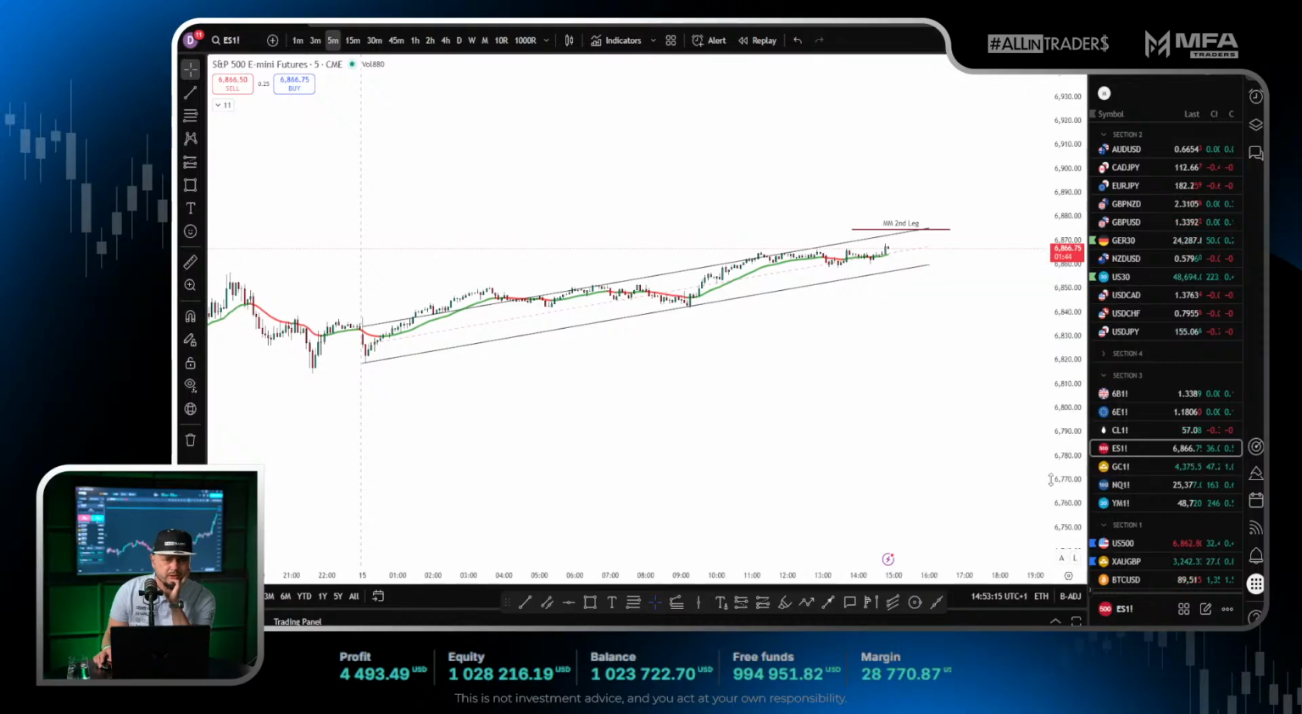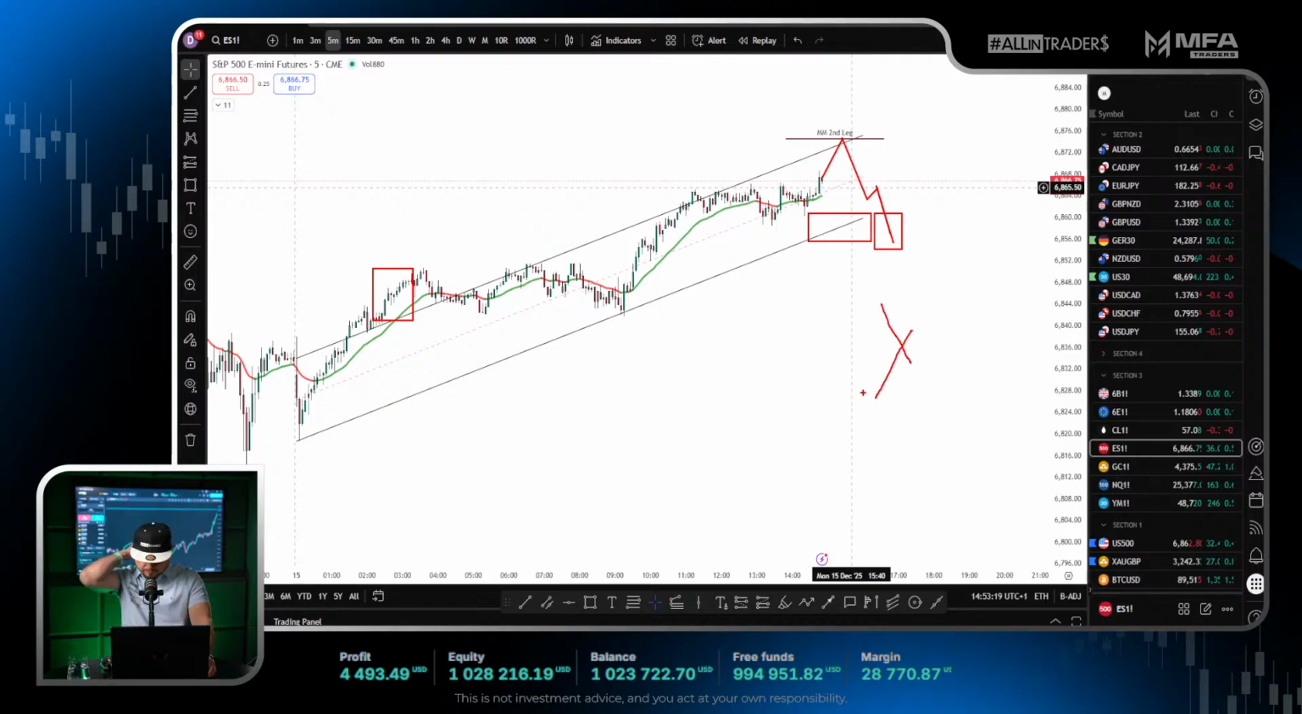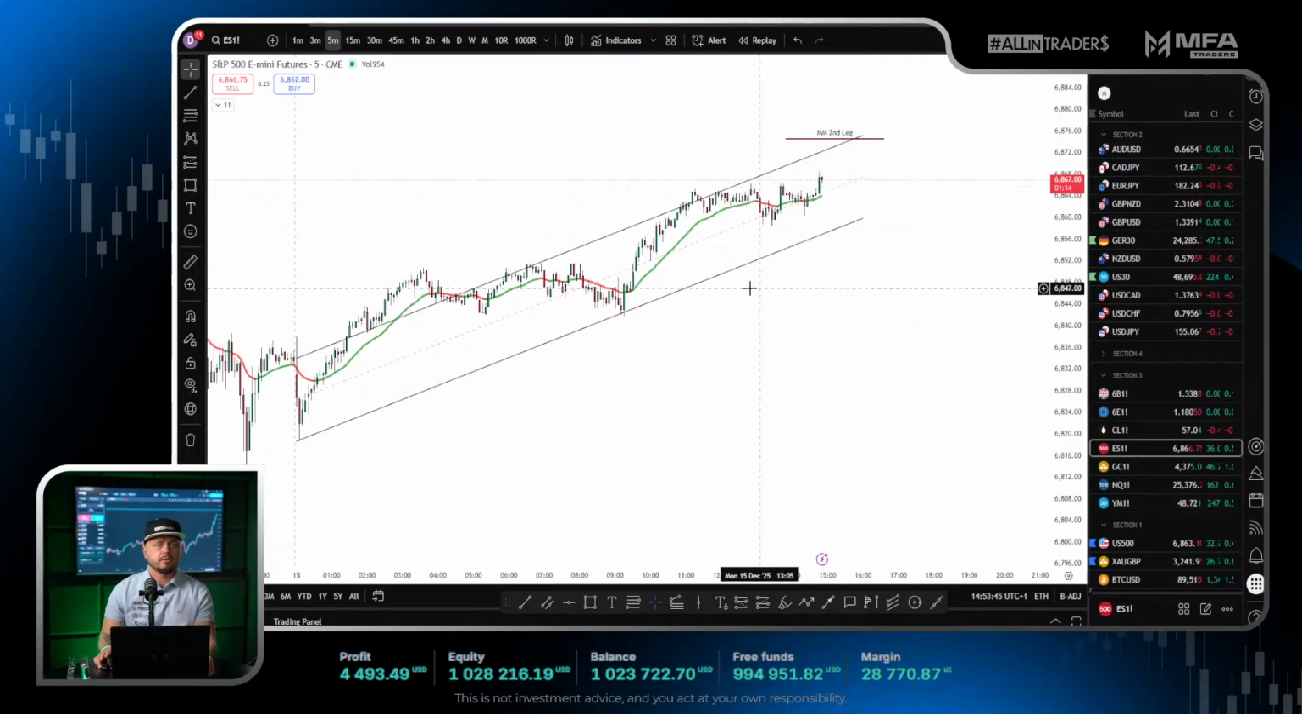Okay, I want rotation channel, or we might break through a little bit. But if we're going to pass our pullback zone, probably change of direction. Change of direction. Okay.